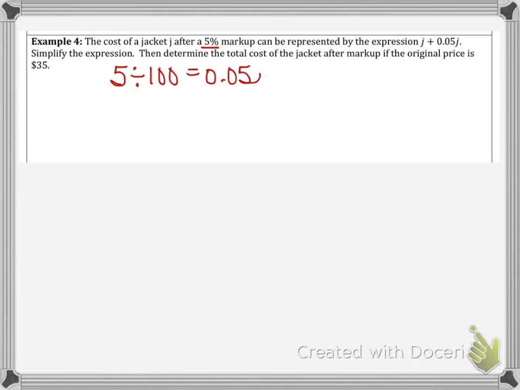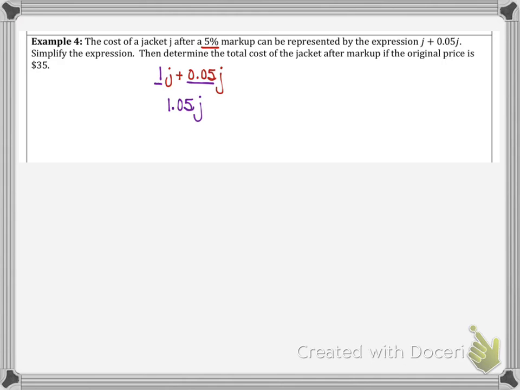We want to simplify the expression. So what we're going to do is take that expression they gave us, J plus 0.05J, and the first thing I would do is add a coefficient of 1 in front of the J out front. These are like terms, which means we can add 1, the coefficient in front of the J, plus 0.05.